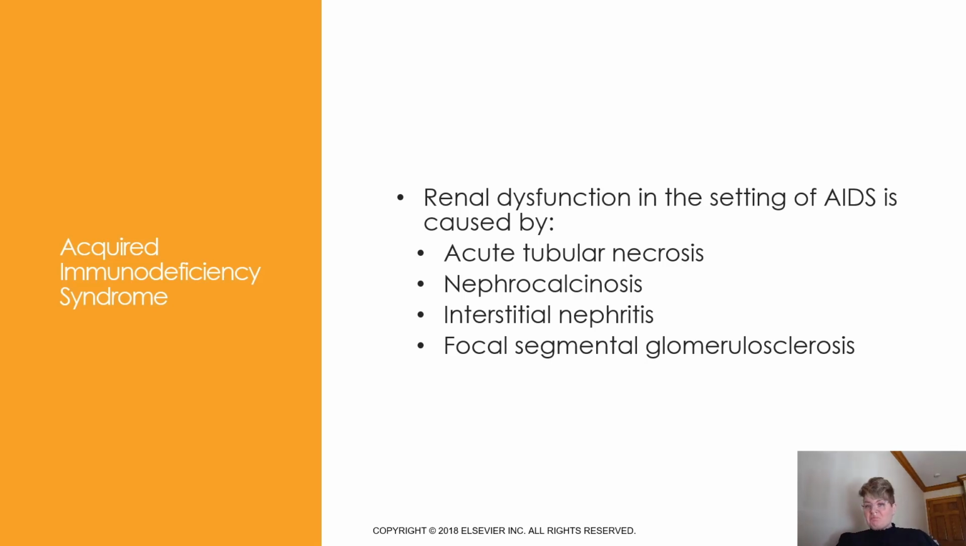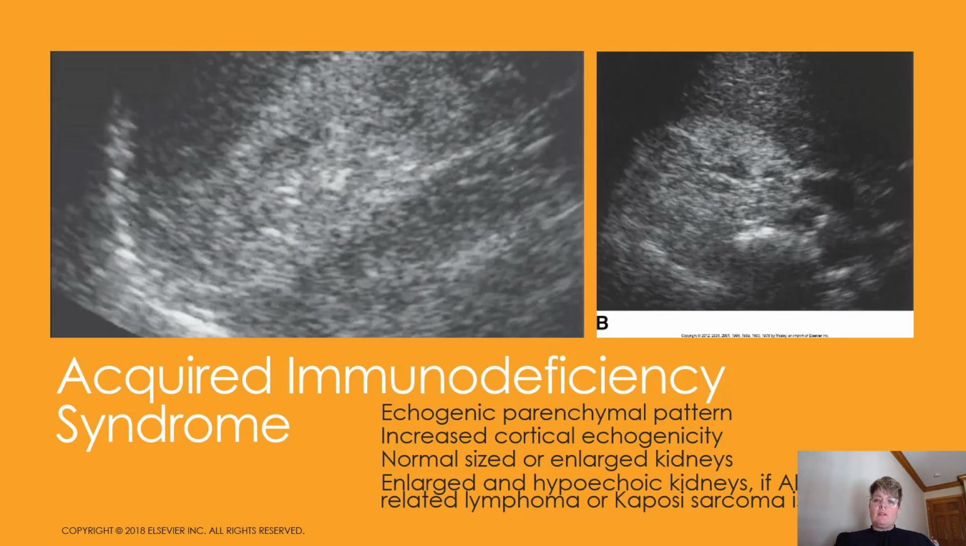Anyway, sorry. So AIDS just makes the kidney a little bit more susceptible to developing these other diseases. So what ends up happening is that the parenchyma becomes echogenic, and typically we'll get either normal to enlarged kidneys as well. So AIDS, because it can lead to other diseases that we've already talked about, we're going to see a similar reaction in a patient with AIDS that ends up getting those diseases too.